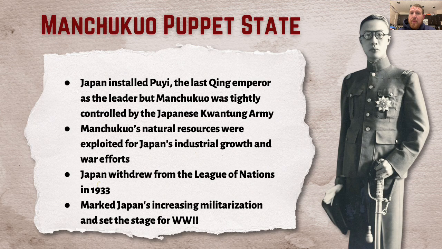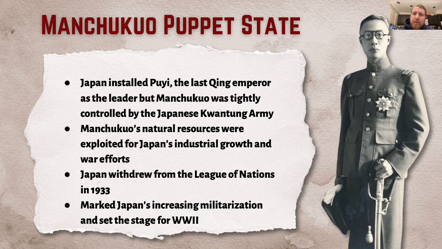All right, so this then becomes a puppet state. Manchukuo was officially led by Puyi, and that's who's pictured there on the slide. He was the last emperor of the Qing dynasty, but in reality, it was controlled by the Japanese army. It served all of Japan's economic and military interests. The state administration implemented policies that facilitated the exploitation of Manchuria's abundant natural resources, which were crucial to Japan's industrial growth and war efforts. Infrastructure, like railways and factories, was developed to support Japanese needs, often at the expense of the local population and environment.